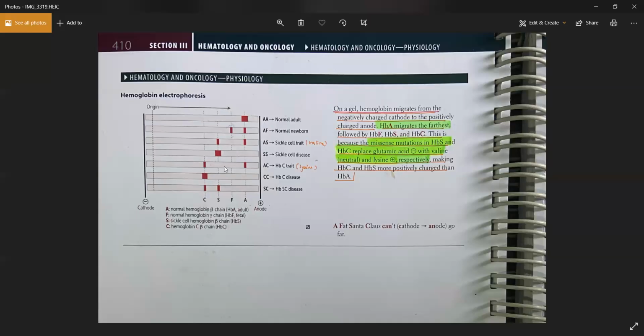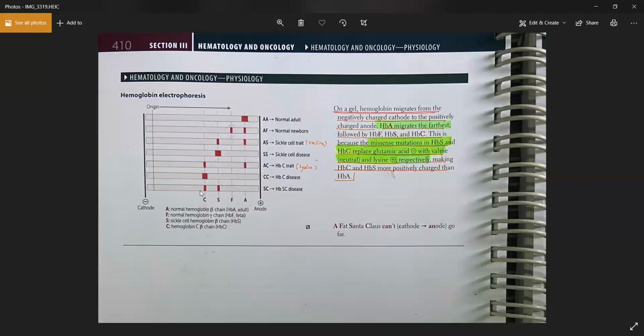Then you have the HbC type trait, in which this hemoglobin will stop at a more early stage. Then you have the disease, and then you have this combined type in which you have the HbC disease as well as sickle cell, so the hemoglobin will stop at this S location as well as the C location.